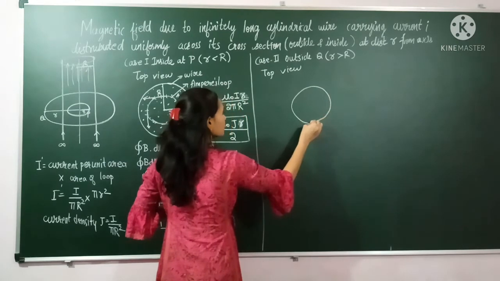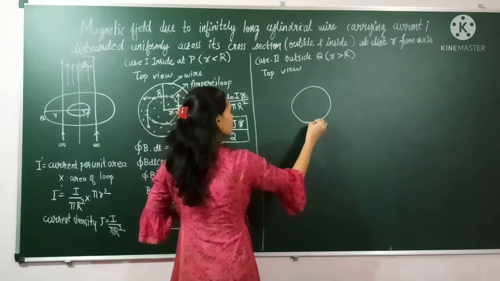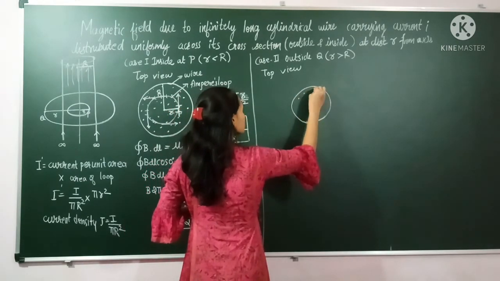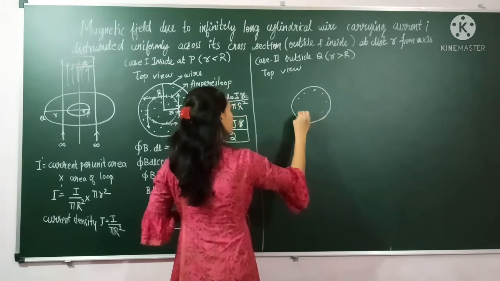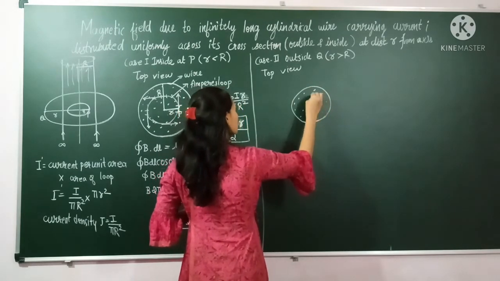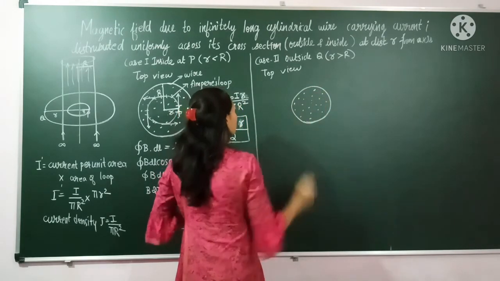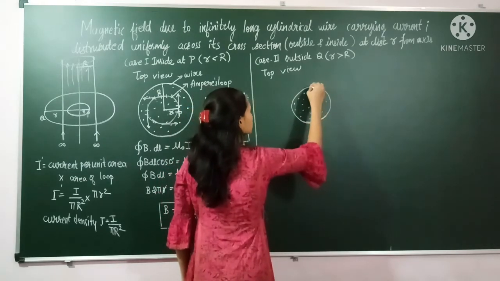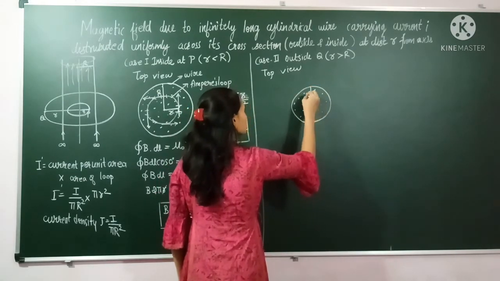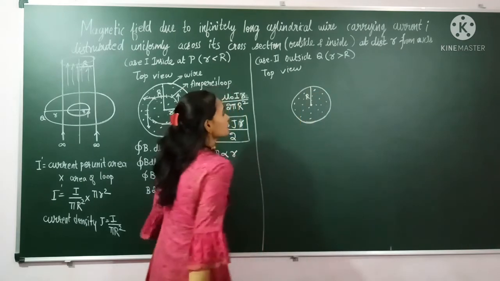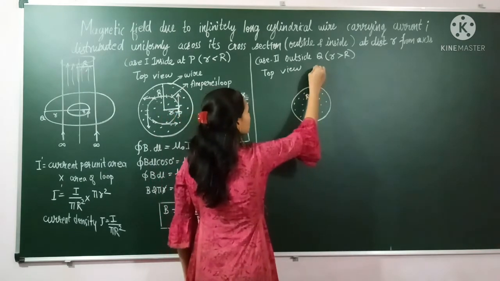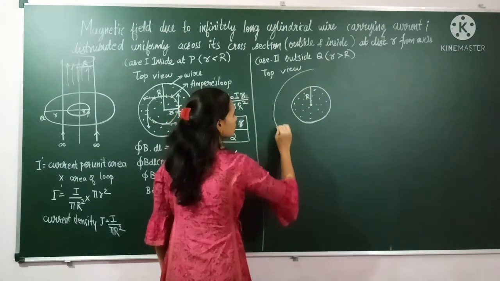This is our wire. Inside this, current will be present, uniformly distributed. Next after that, here this is the center and this distance is r, means radius will be r. Next here we will draw Ampere's loop.